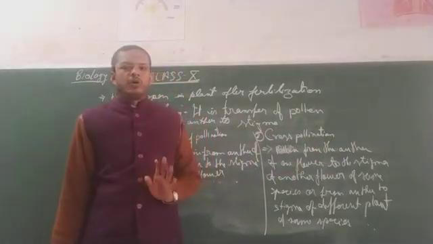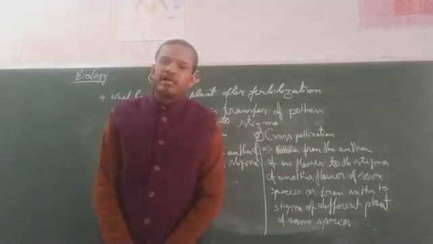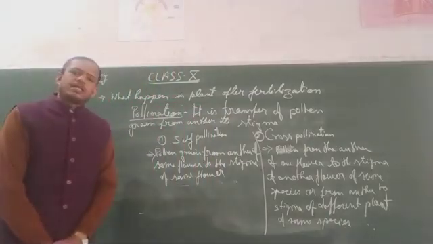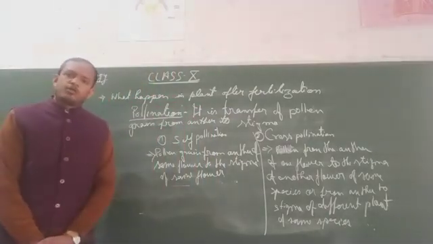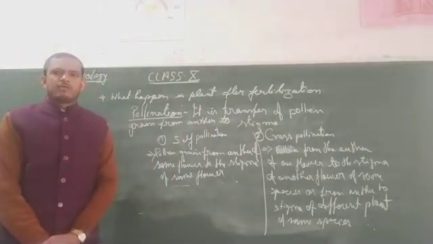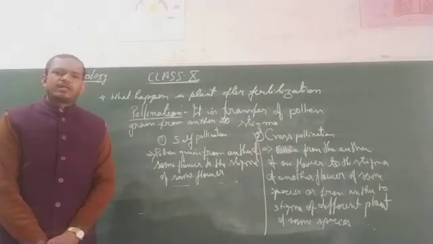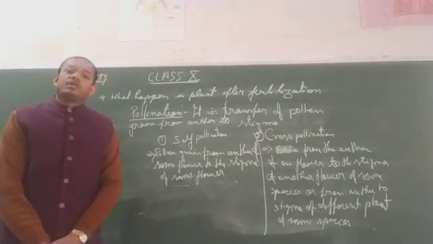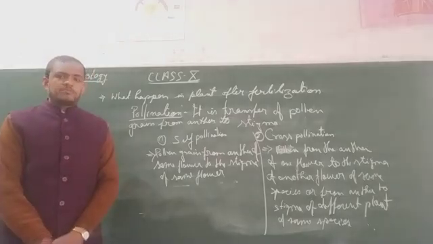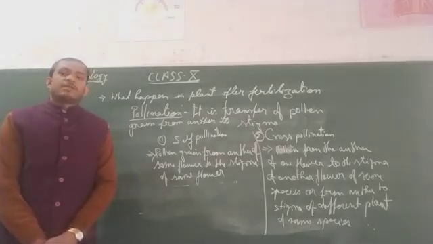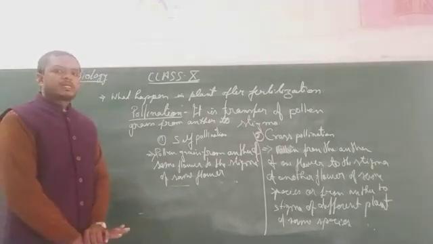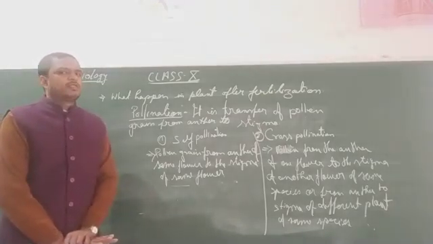Hope you understood. There are different types of pollinating agents which help in the process of pollination: water, air, animals. There are also very specific types of pollinators, without whose presence pollination cannot take place. So with this we have completely finished sexual reproduction in plants.